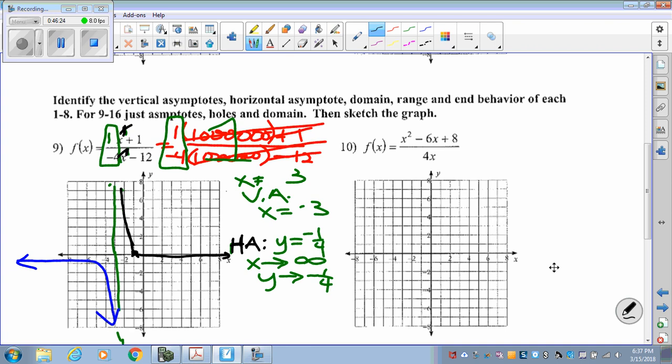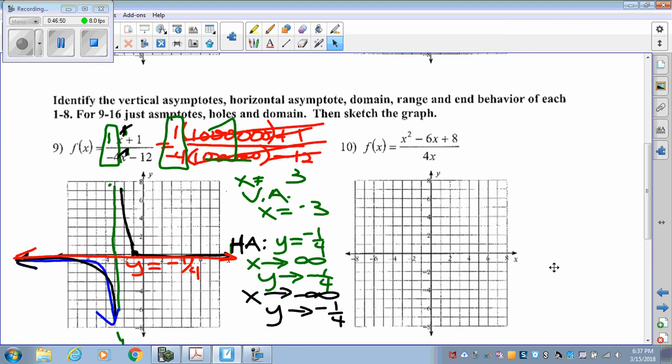That's if they're equal. And that's as x goes to positive infinity, and as x goes to negative infinity, y also goes to negative 1/4. So here is my horizontal asymptote, y equals negative 1/4. So now if we look at number 10, oh, this has gotten really long. So I'm going to stop, and then we'll pick up with number 10.